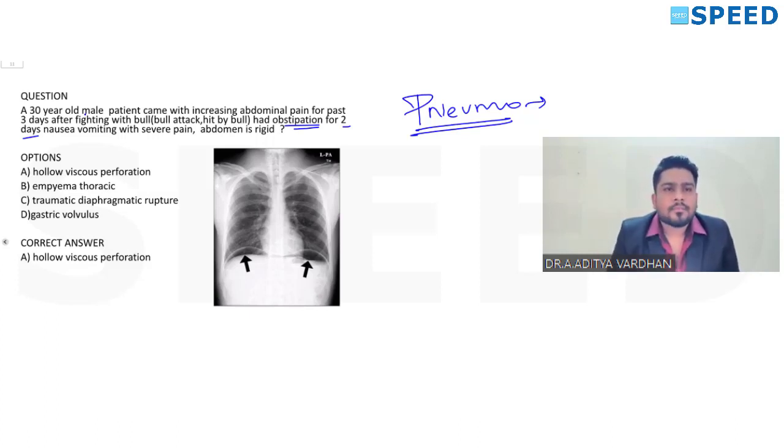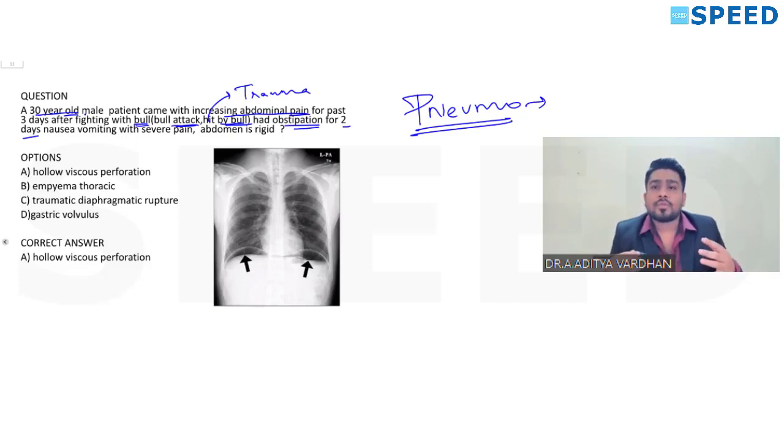Let's decode the question. A 30-year-old male, mostly an active male who has been working on a farm or something like that. That's why they have given the age. That is the relevance of age here. The patient came with increasing abdominal pain for the past 3 days after fighting with a bull. That means he has endured trauma. That is what they are about to tell you here. So the patient would have undergone trauma which leads to some problem inside his abdomen.